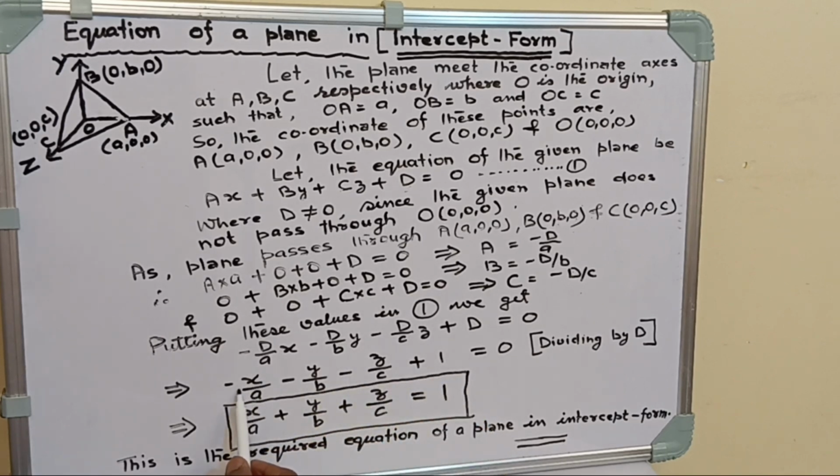Taking these three terms to the right side, minus x by a becomes plus x by a, minus y by b becomes plus y by b, minus z by c becomes plus z by c, is equal to 1. So x by a plus y by b plus z by c is equal to 1. This is the required equation of a plane in intercept form. It is called intercept form.